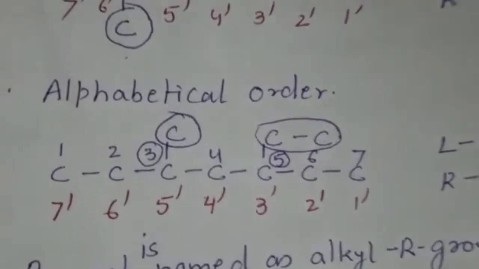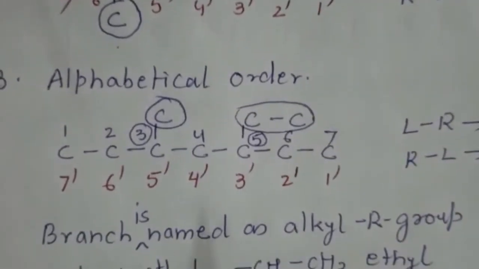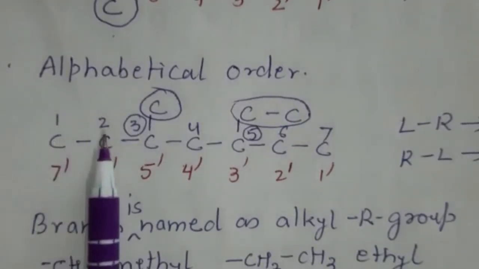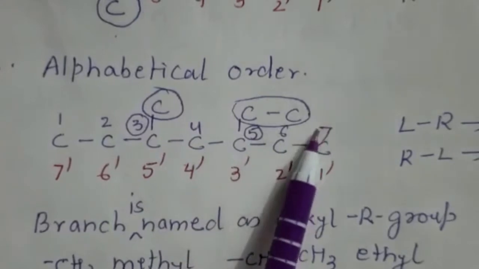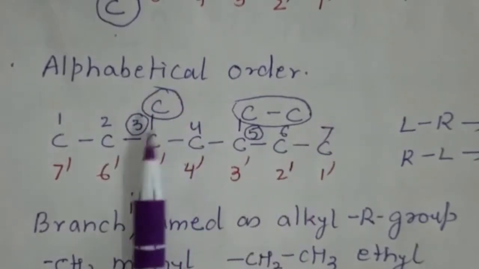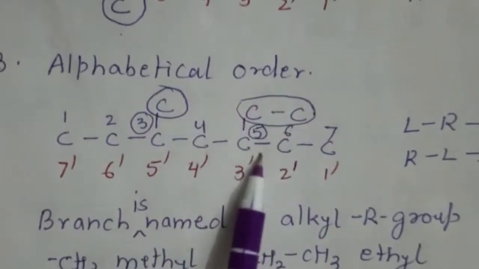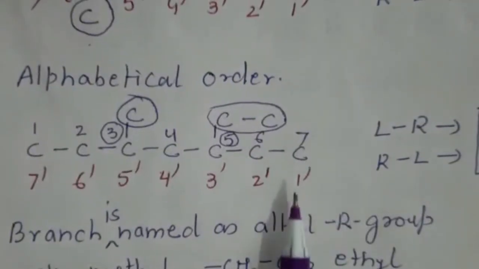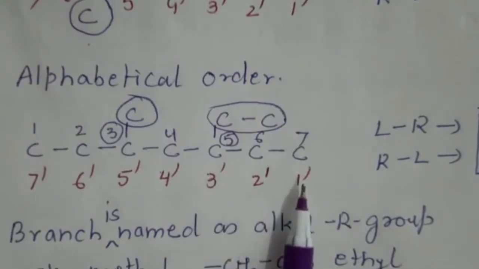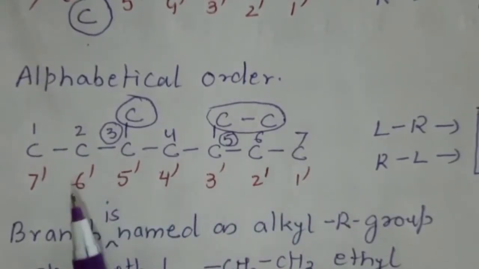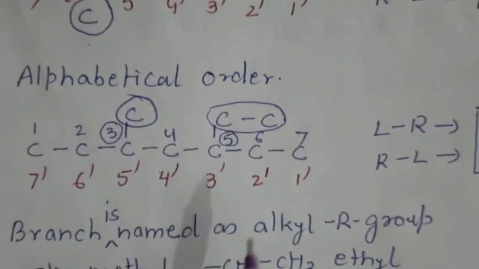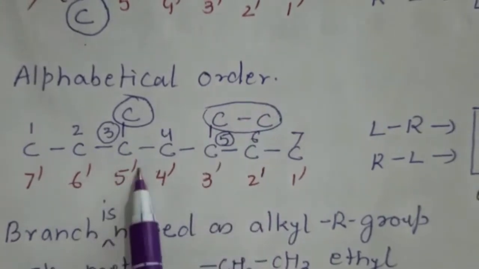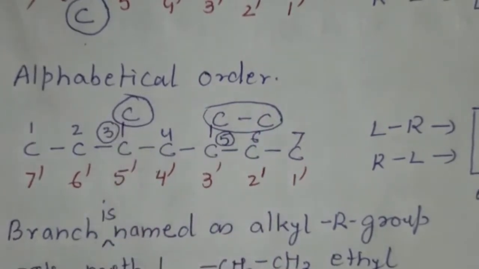then in that case, we come to the third rule, which is known as alphabetical order. Now here the numbering is done as 1, 2, 3, 4, 5, 6 and 7, and this branch is present at the third carbon atom and this ethyl is present at the fifth carbon atom. Now let us number moving in the direction from right to left: 1, 2, 3, 4, 5, 6 and 7. There are 7 carbon atoms and the locant at position 3 is ethyl, and at position 5 it is methyl.